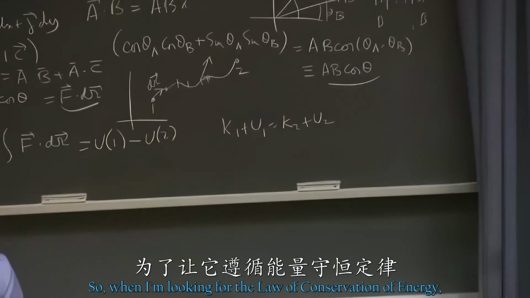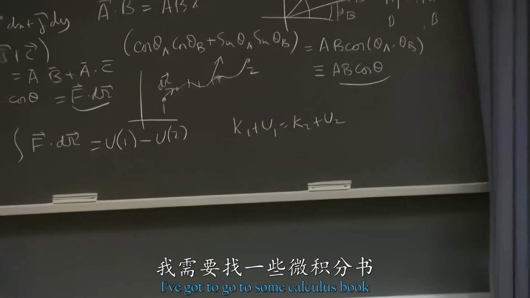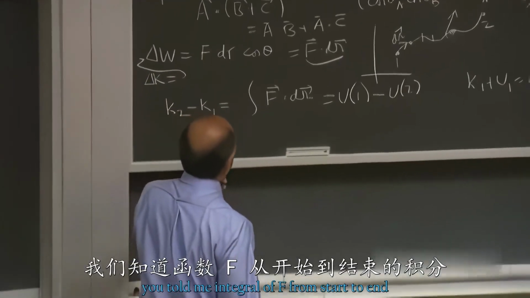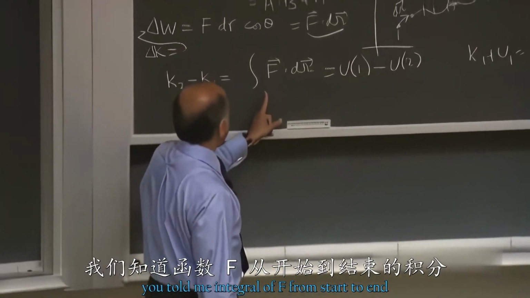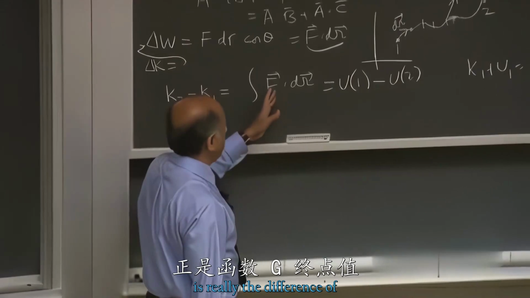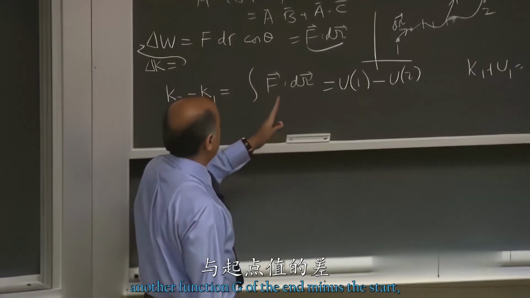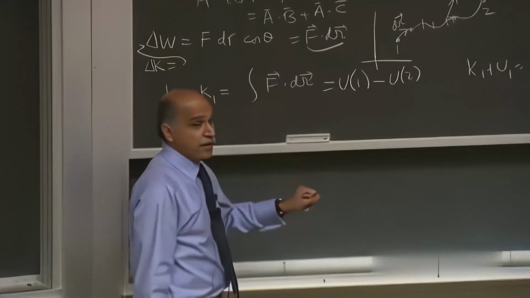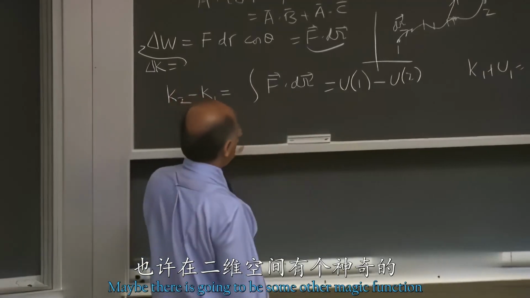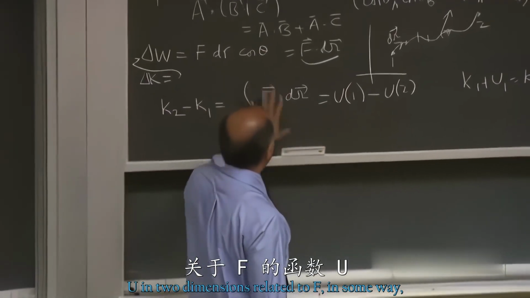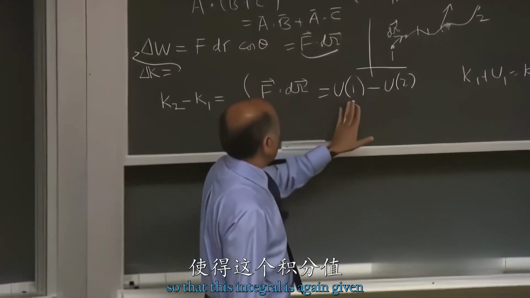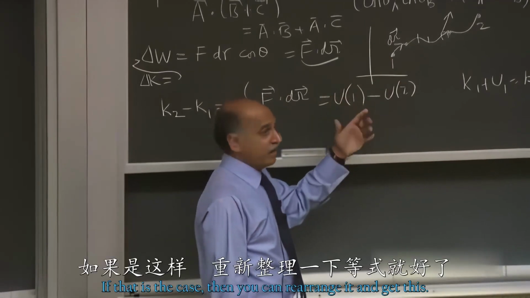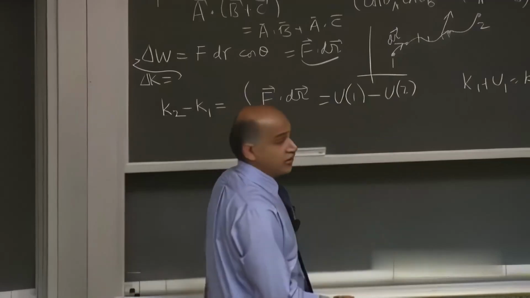So when I'm looking for the law of conservation of energy, I have to go to some calculus book and ask it: look, in 1 dimension, you told me the integral of f from start to end is really the difference of another function g at the end minus the start, where g is that function whose derivative is f. Maybe there is going to be some other magic function u in 2 dimensions related to f in some way, so that this integral is again given by a difference of something there minus something here. If that is the case, then you can rearrange it and get this.